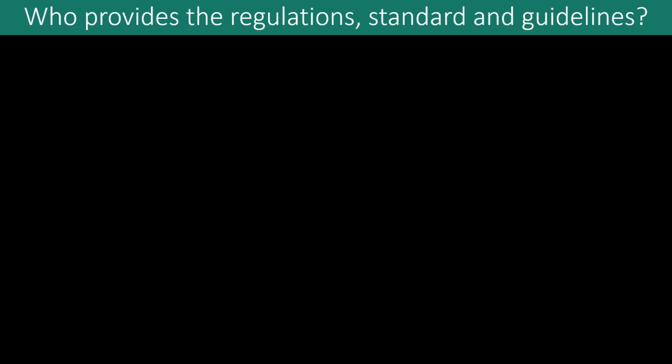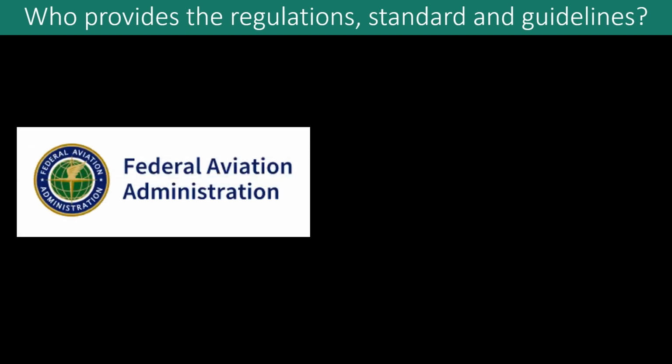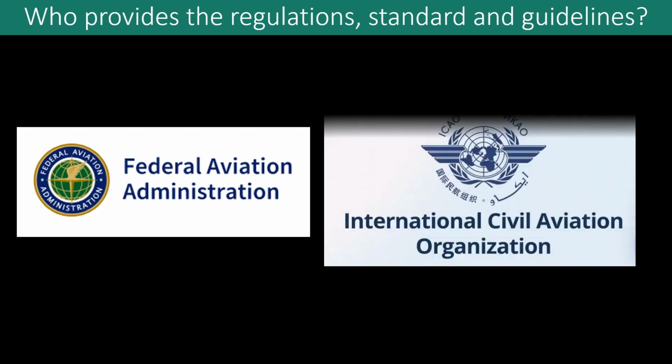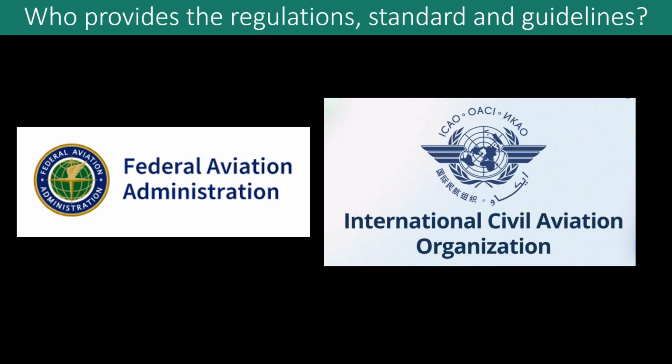And who gives the regulations, standards, and guidelines? Normally, it is given by two main authorities. First, we can consider the Federal Aviation Administration, and the second is the International Civil Aviation Organization. This International Civil Aviation Organization was started just 6 or 7 years ago. Before that, for around 12 years, the Federal Aviation Administration was giving legal approval for people to train in simulators.